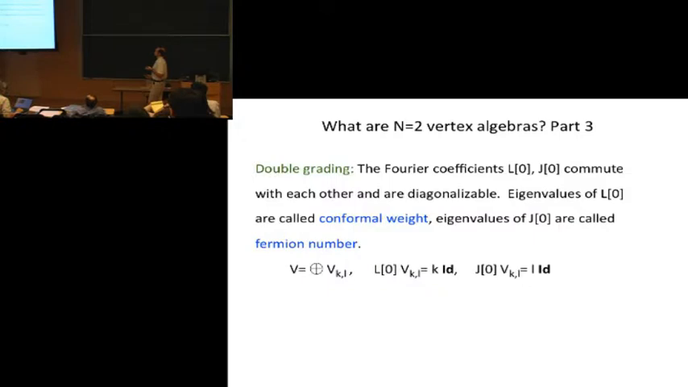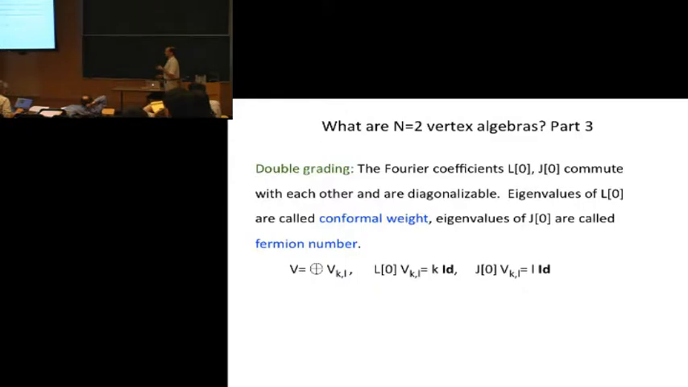In these L and J fields, there are two special Fourier coefficients, L of 0 and J of 0, which commute with each other and are diagonalizable. Well, this is what I want to happen, so you just postulate it, and in all the cases you need it is going to be more or less obvious. The eigenvalues of L0 are typically called conformal weight. Eigenvalues of J0 are called fermion number.